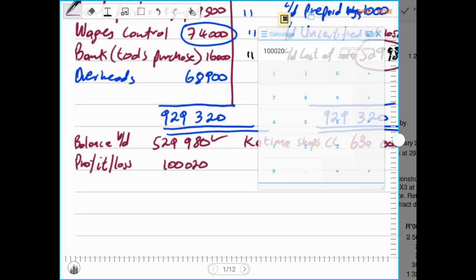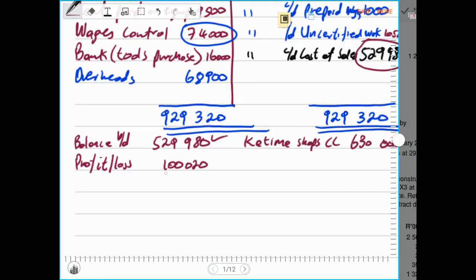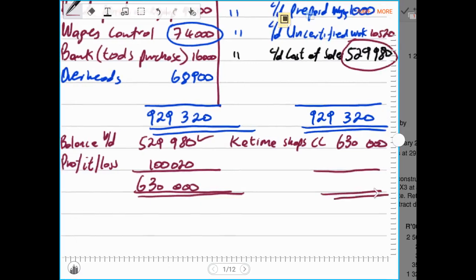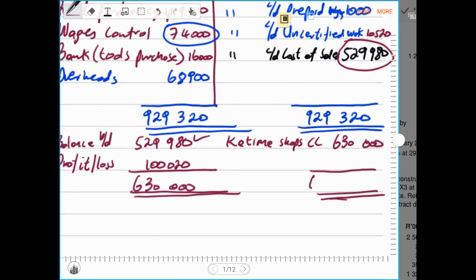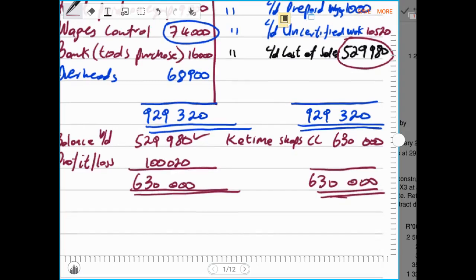Then after we have completed the profit, we can just draw the line here, and when we draw the line we just calculate the total, and the total will obviously be 630,000 rands. Then we bring the profit or the sales value of the work certified, which is 630,000 rands, the sales value of the work certified.